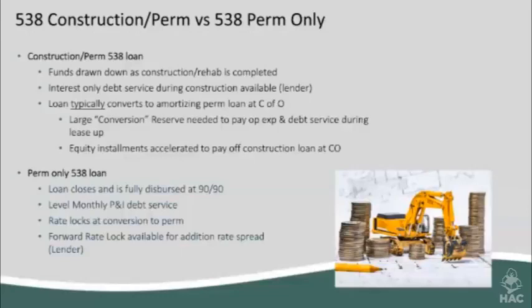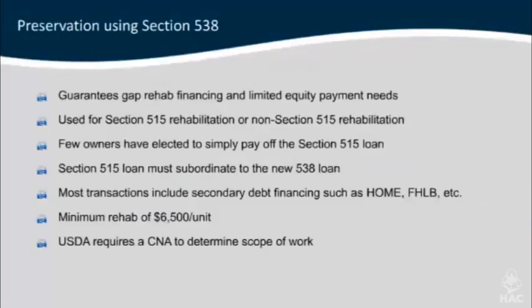For perm only 538, the loan closes and is fully disbursed at 90/90, or if a lease-up reserve is posted, as I mentioned earlier, a 2% reserve can be posted in lieu of reaching the 90% occupancy for 90 days. The level monthly principal and interest debt service rate locks at conversion to perm. There is a forward rate lock available for additional rate spread. You would discuss that with the lender that you're using for the transaction.